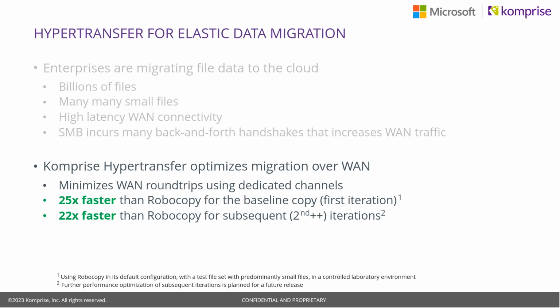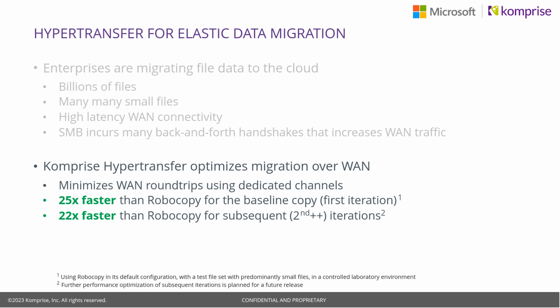But in our lab, as you can see, we measured against Robocopy, probably the most common freeware tool for migrating files. We were 25x faster than Robocopy for that first baseline copy, getting all the data from behind the firewall on premises up into the cloud. And then for each subsequent iteration, we were about 22x faster. Now, of course, we run subsequent iterations because you're generally migrating a live file system.